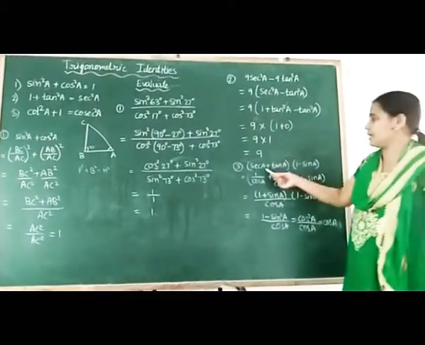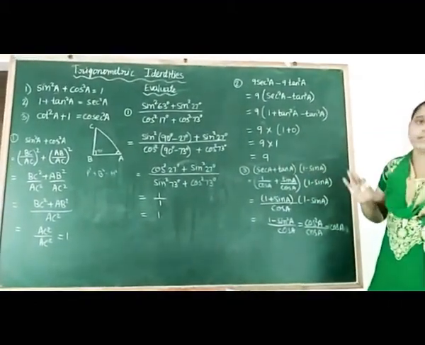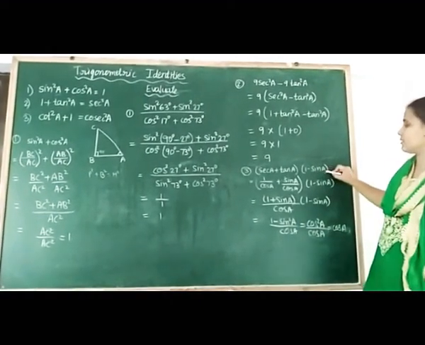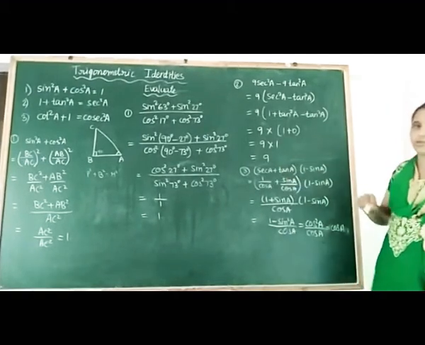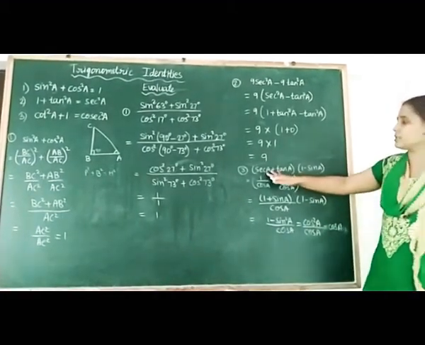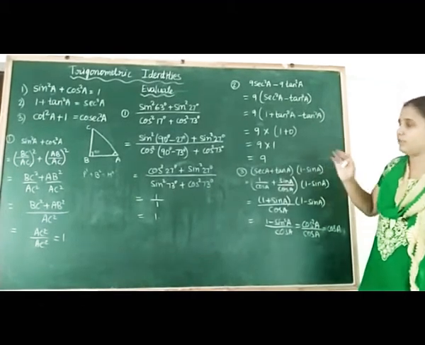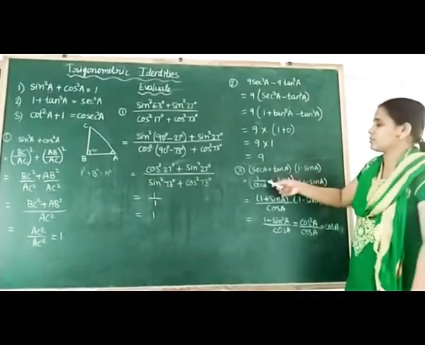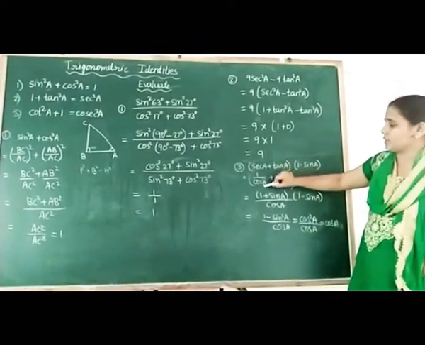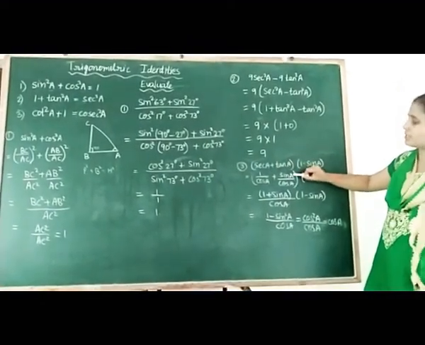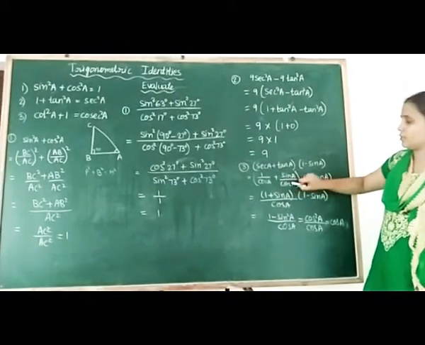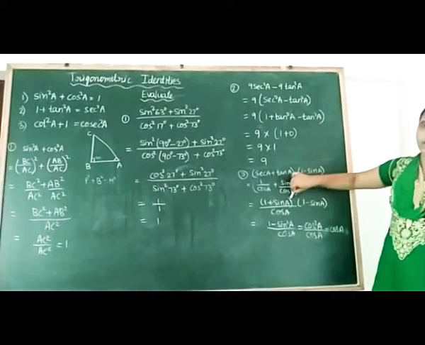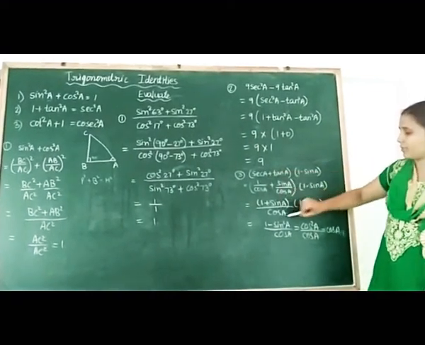Next is (sec A plus tan A)(1 minus sin A). We have to find out the value, what it will become. So let's see here. This one is given in sin, and this is sec and tan. So what can we do? We can convert this into sin and cos. If you remember the formula, sec is the reciprocal of cos and cos is the reciprocal of sec. So it can be written as 1 by cos, and tan is written as sin upon cos. Here the denominator is the same, so we will add the numerators, that will become (1 plus sin A) upon cos A.